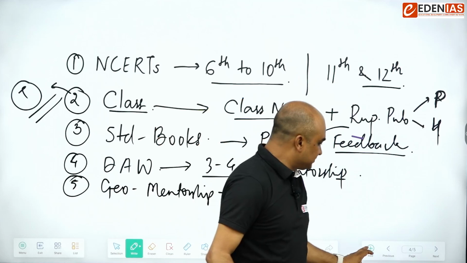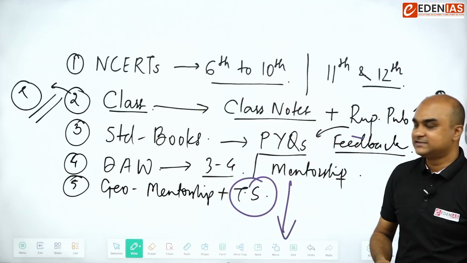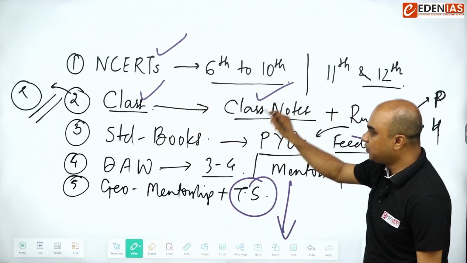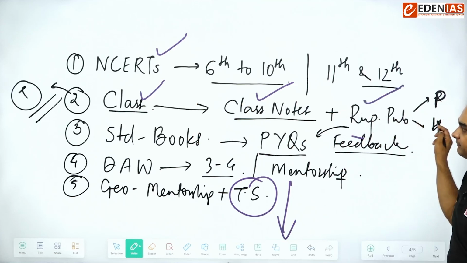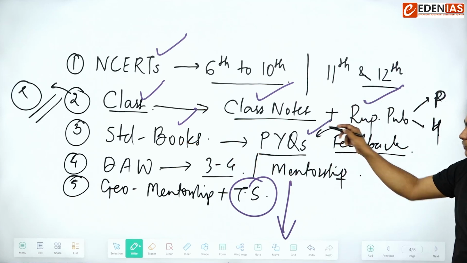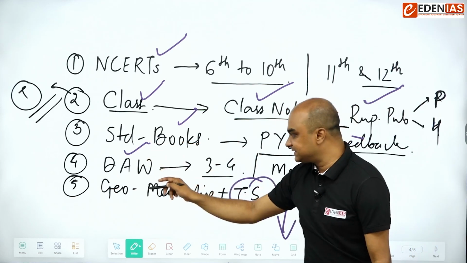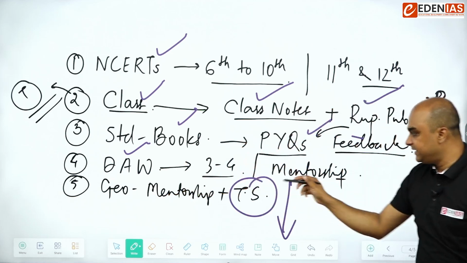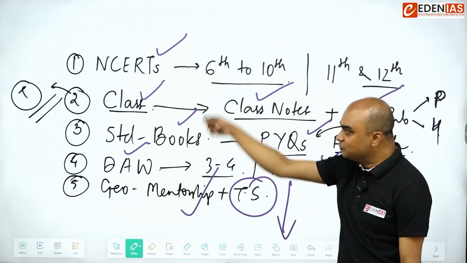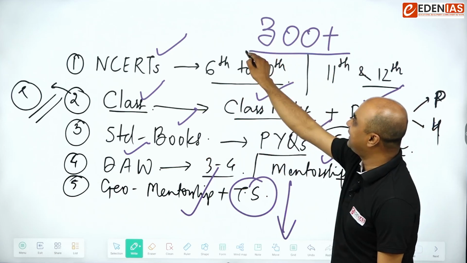Okay, so this is one thing that you can do as far as geography preparation is concerned. Start with the NCERTs, then go to the class notes, then along with it pick the Rupa publication books, then standard books, go to the PYQs, get your PYQs evaluated, get feedback on that, go for daily answer writing, 3 to 4 questions every day, then mentorship, and then finally test series plus mentorship. If you do all of that, there is a great chance you will score more than 300 plus.